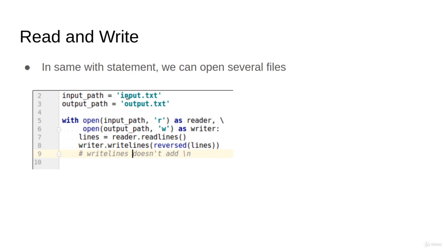Again, you have here an input file that you're reading from, and another output file that you are writing to. So we are reading here, reversing the content, writing it here. Observe the following: writelines doesn't add \n. Writelines doesn't add \n. But we know that the lines here will have their own \n's.